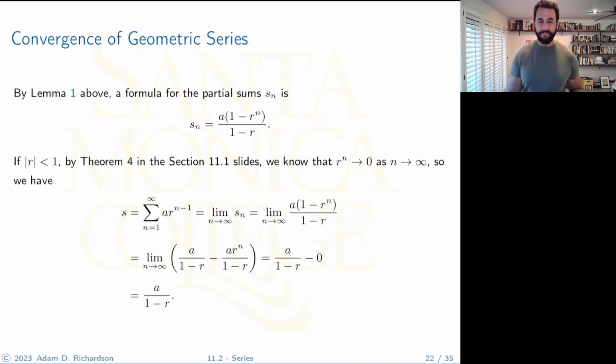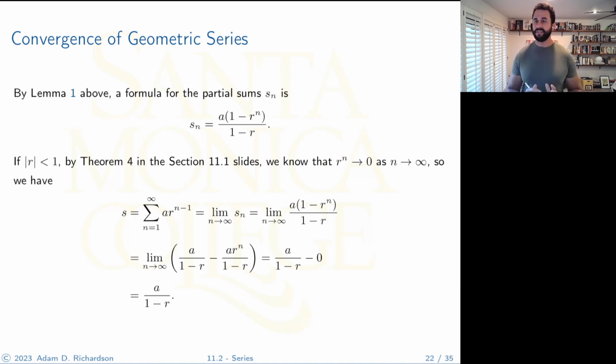Done. All right. Now, using that lemma that we just proved, we know a formula for the nth partial sum of the series is given by this. If the absolute value of r is less than 1, then by a previous theorem in the last slides, 11.1, we know that r to the n goes to 0 as n goes to infinity. This is why we needed that result about sequences in the last section. So remember, if r is less than 1 in size, then r to the n goes to 0 as n goes to infinity.